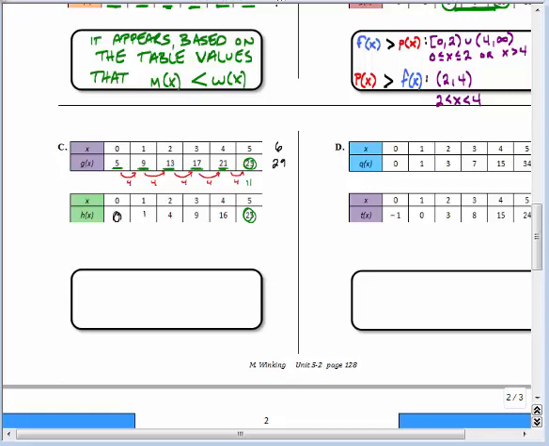Now let's see if we can figure out the same thing for the bottom table. All right, for h of x, 0 to 1 is up by 1. From 1 to 4 it's up by 3. From 4 to 9 it's up by 5. From 9 to 16 and that's up by 7.